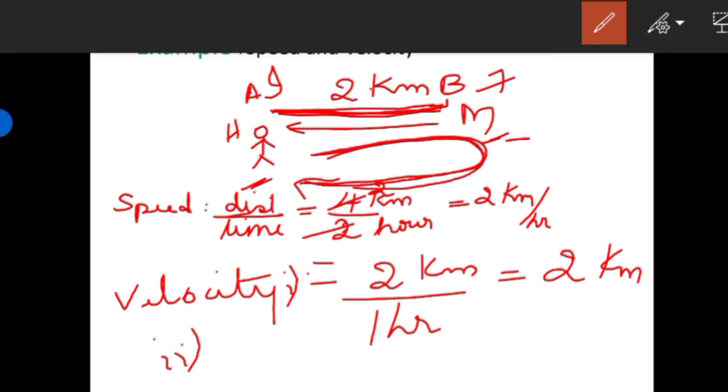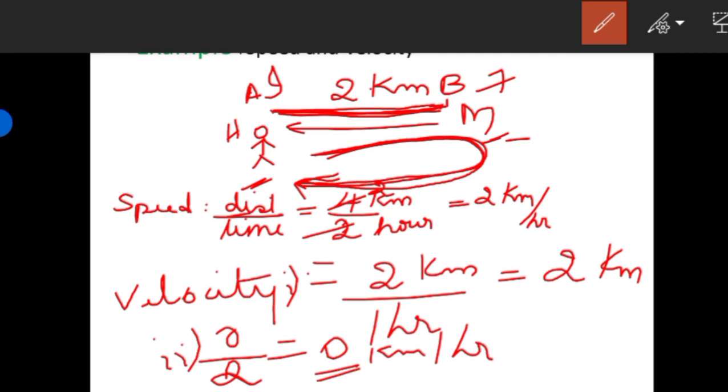In the second case, if the boy starts from his house, reaches McDonald's, takes a U-turn and again returns to his house, what will be the velocity? The starting point is his house, and the final position is also the same point. If the initial and final positions are the same, then what will be the displacement? It is 0. So, the displacement will be 0, and 0 divided by the time of 2 hours gives 0 only. So, 0 kilometers per hour will be the velocity. Velocity is nothing but displacement divided by time.